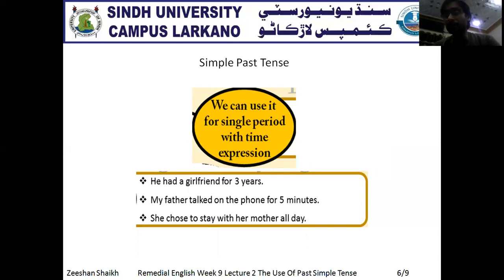What does this 5 minutes mean? It shows the time expression. That's why my father talked on the phone for 5 minutes only. It means within the 5 minutes, and after the 5 minutes there is no kind of further discussion, no further talk on the phone. So that's why it shows 5 minutes, or it shows a time expression. Clear?